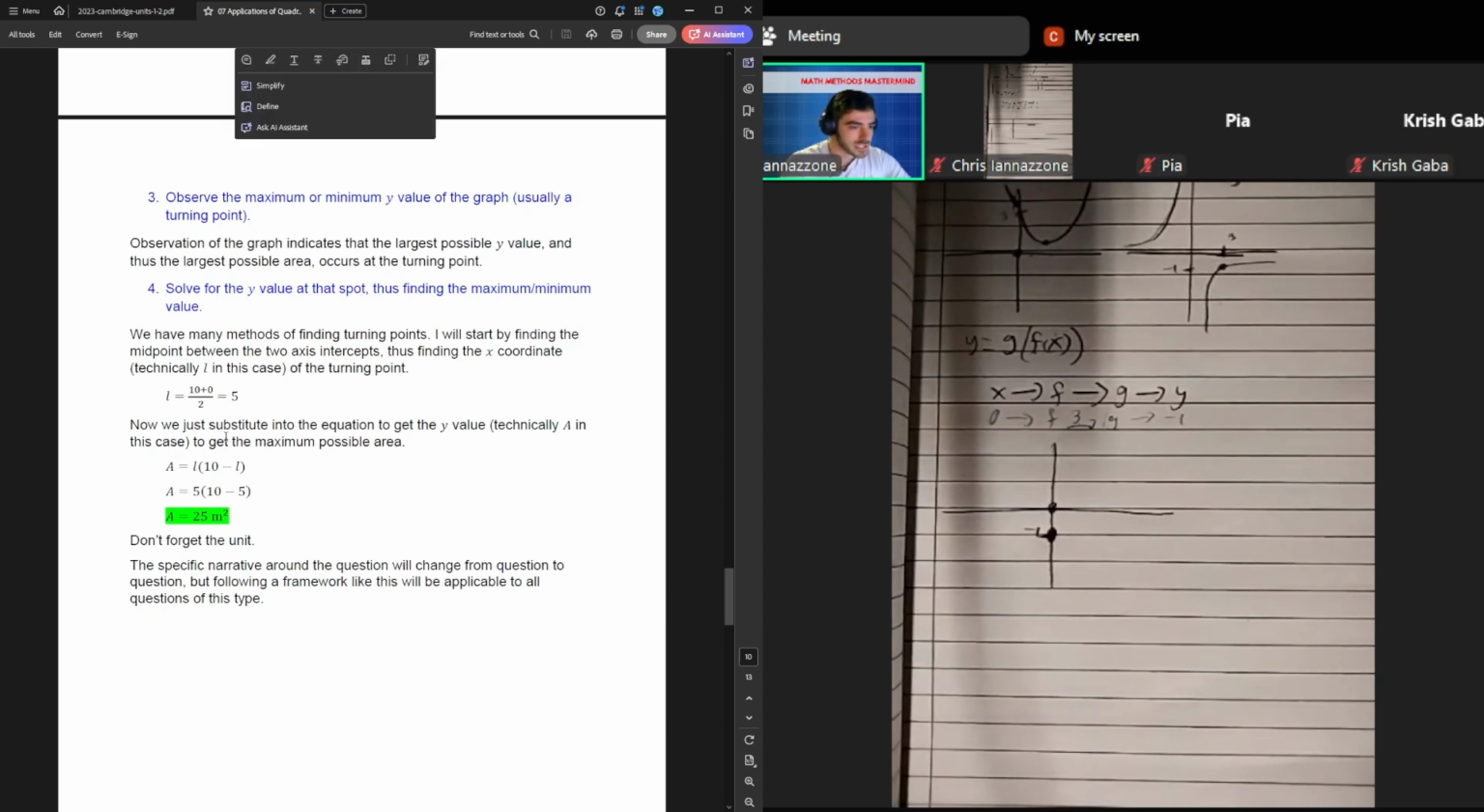Okay, once you have that x value, or in this case it's an L value, you just plug that back into your area, and that's going to give you the 25 meters squared that we knew from the very beginning. But as I said, this is more important for the more complicated things.